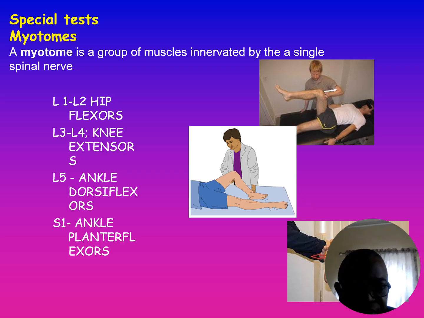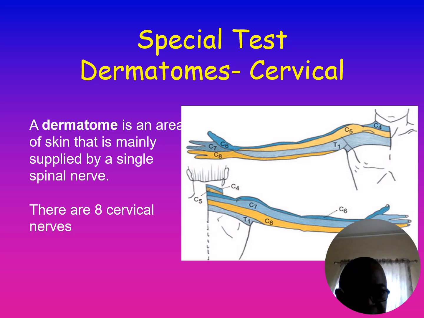L3 and L4 are responsible for knee extension. So if your patient is able to do it, that means L3 and L4 are healthy, with no compression on them. But if they have a problem doing it, it could mean there's compression. L5 is responsible for ankle dorsiflexion, whereas S1 is responsible for ankle plantar flexion, right? So those are the myotomes for the lower extremities, all right?